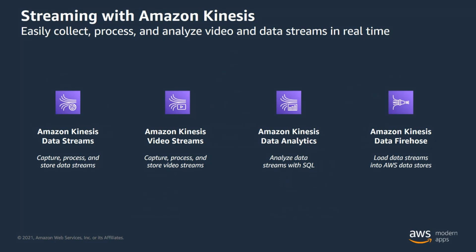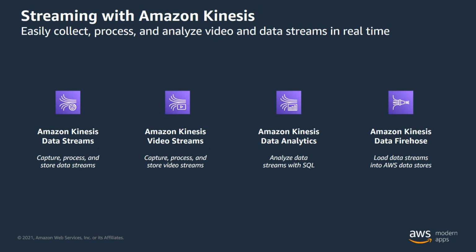Under the Kinesis umbrella, there are 4 distinct services with different capabilities. Kinesis Data Streams is a highly scalable and durable real-time data streaming service that can continuously capture gigabytes of data per second from hundreds of thousands of sources. Amazon Kinesis Video Streams makes it easy to securely stream video from connected devices to AWS for analytics, machine learning, and other processing. I'm not covering this service today, but it's an important part of the Kinesis suite.